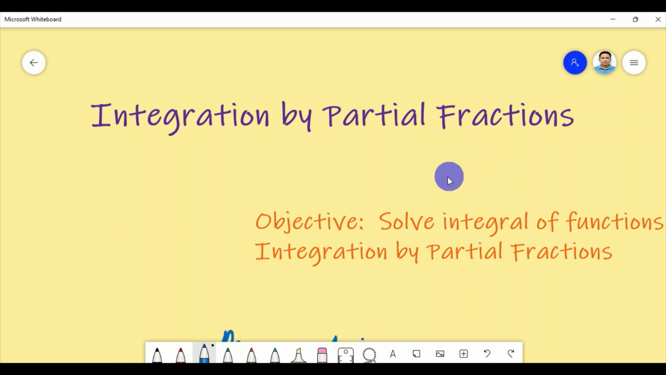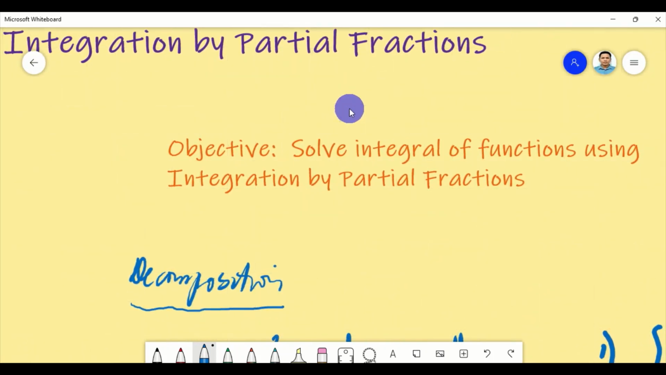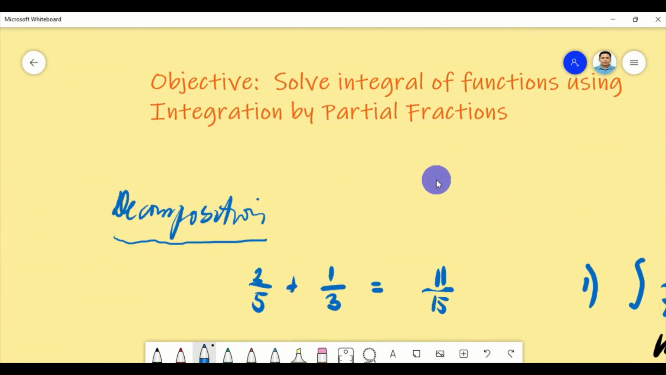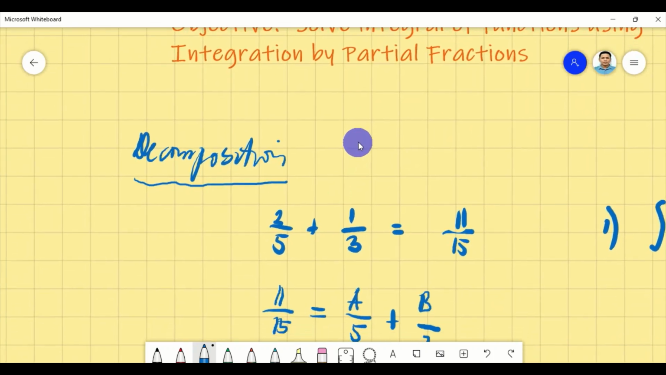Today we're going to look into another process of finding the integral of functions, and that is integration by partial fractions. So the objective of today's lesson is for you to be able to solve integrals of functions using integration by partial fractions. To apply this method, let us first define decomposition in mathematics.